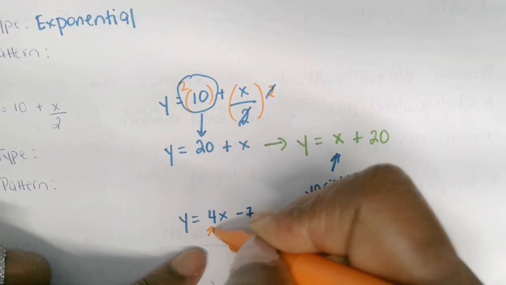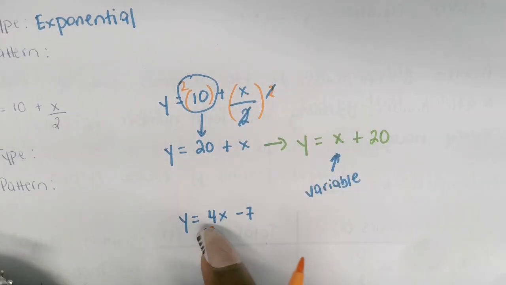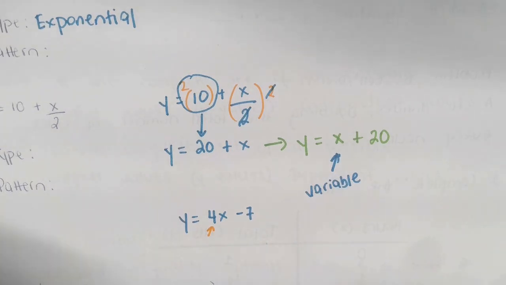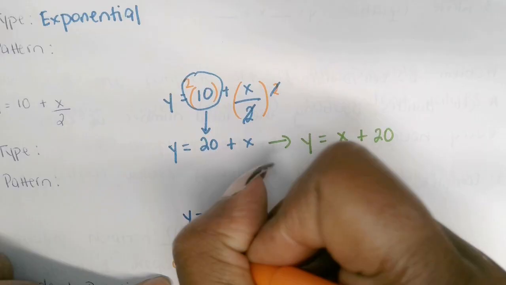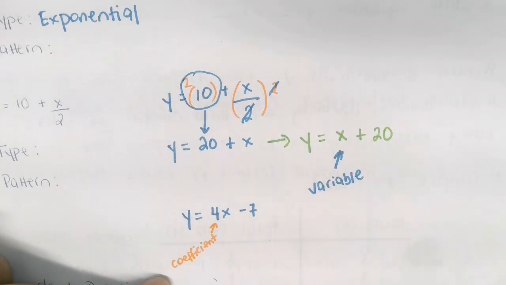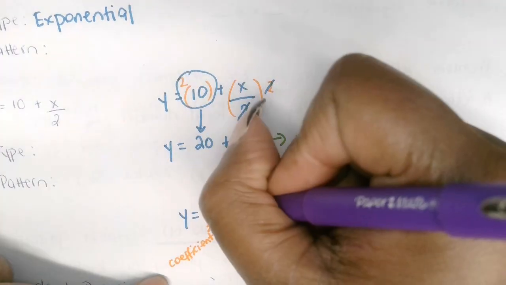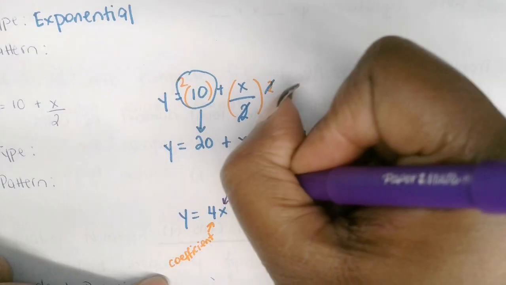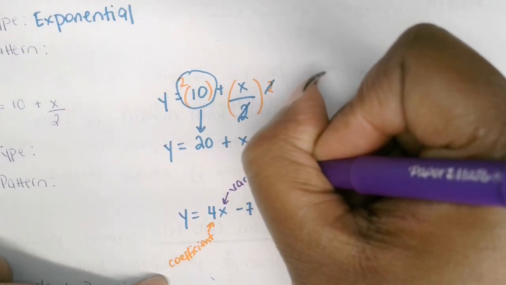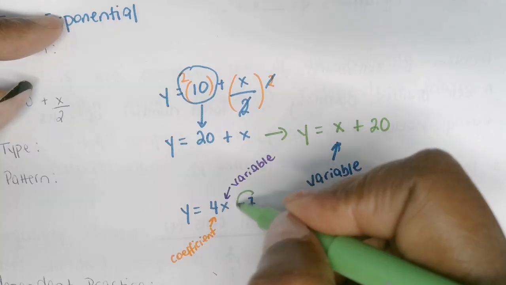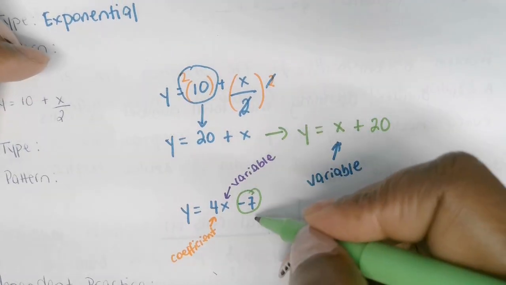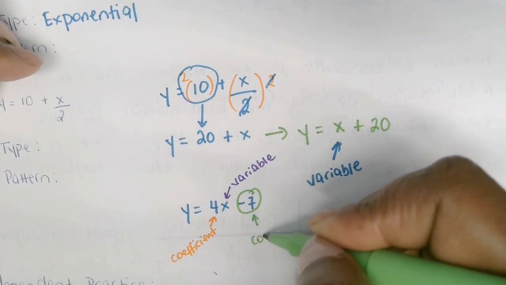The number before your letter, so whenever you have a number attached to your x, this is your coefficient. The letter is your variable. And then the number without any letter attached to it, that is called your constant.